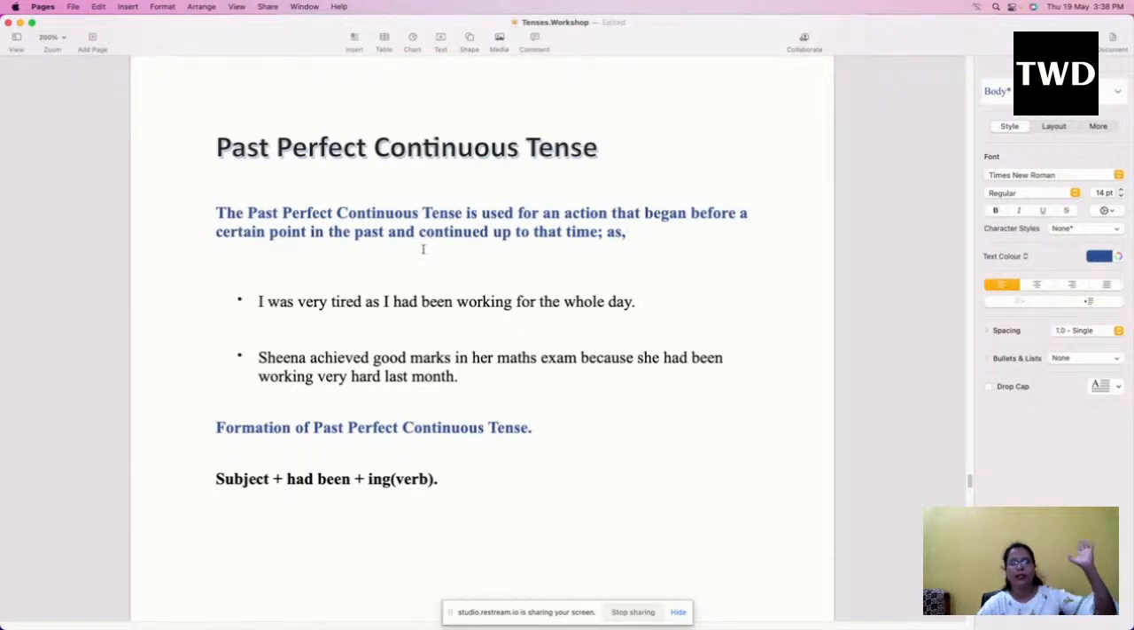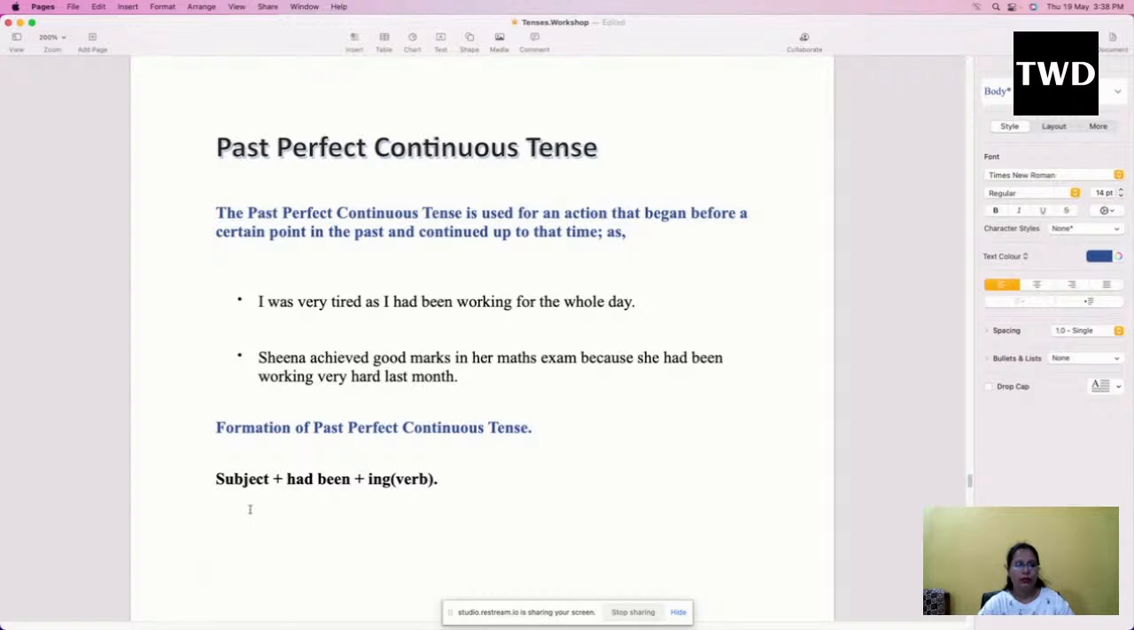It means that in the past it started, it was continuous, and when we are talking at that point of time, it is over. So I was very tired as I had been working for the whole day. Here you are using been and the ing form of the verb in between to frame sentences under past perfect continuous tense. Sheena achieved good marks in her maths exam because she had been working very hard last month, right?